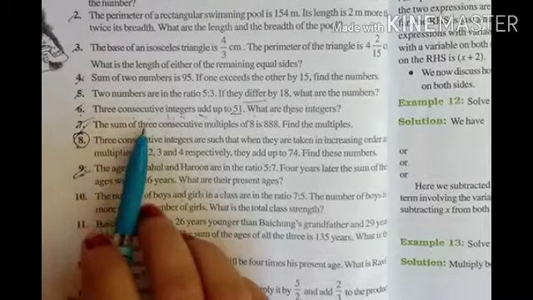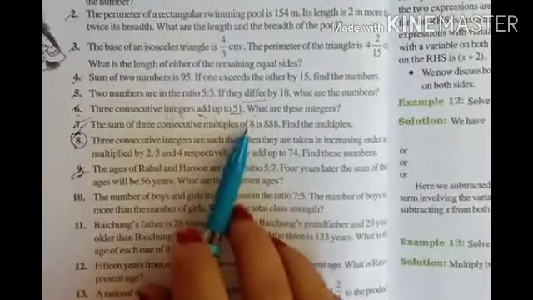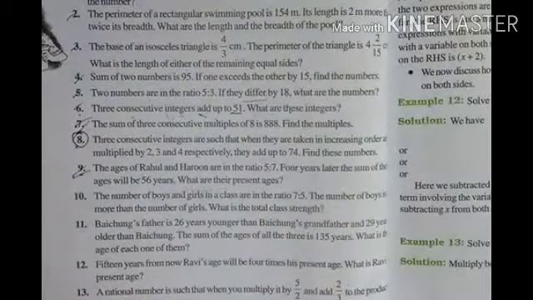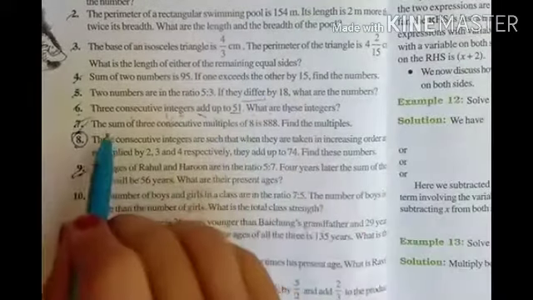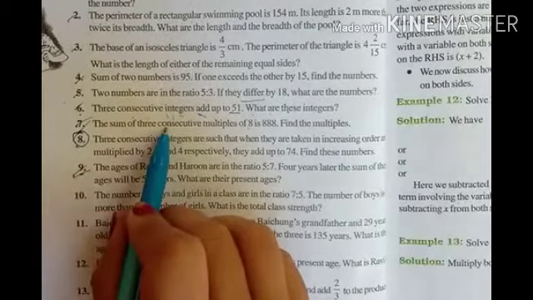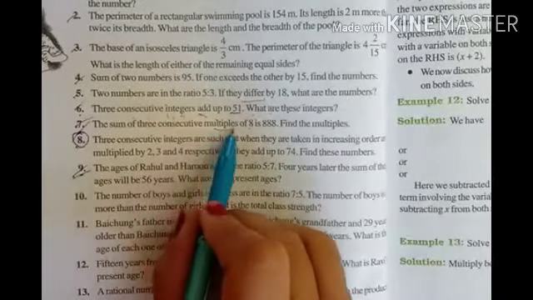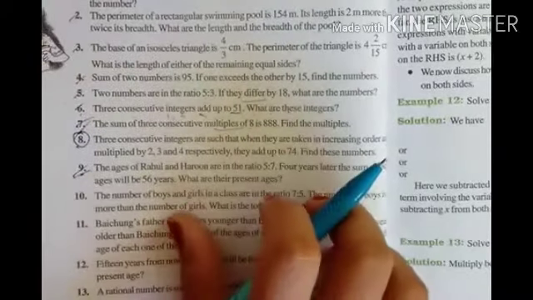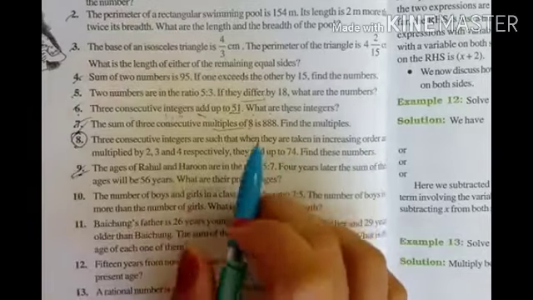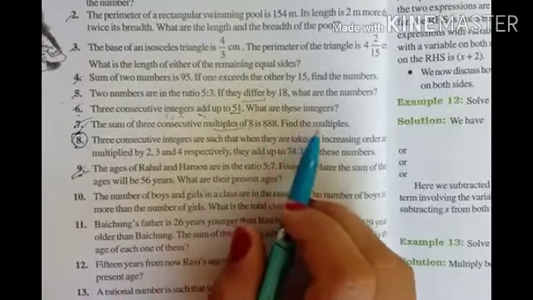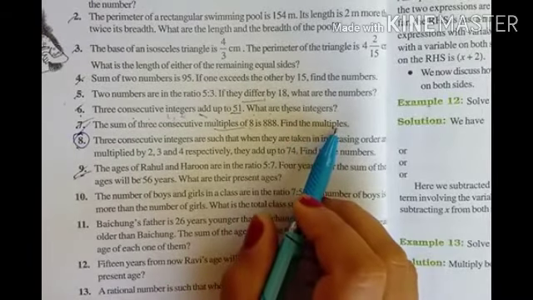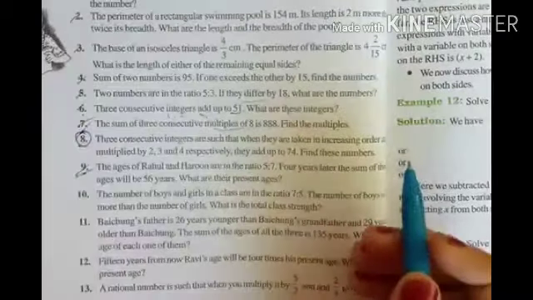Now the next question is: the sum of three consecutive multiples of 8. Now you will write three consecutive numbers, and they will be multiples of what? 8. The sum of the three consecutive multiples of 8 is 888. Now find the multiples. You have to find the three multiples.